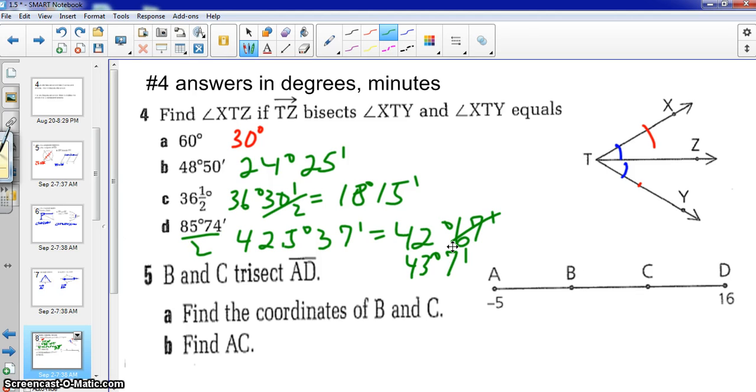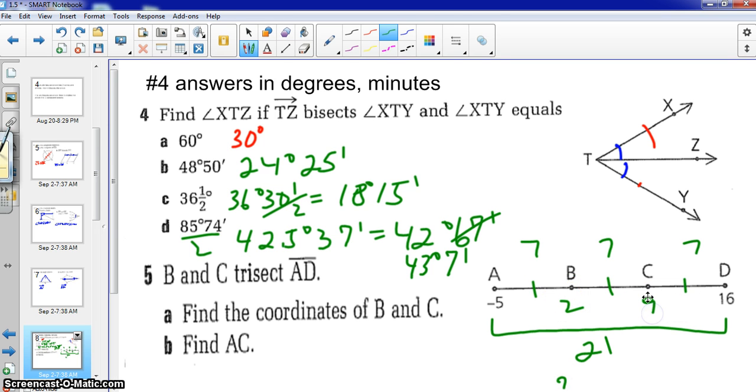If B and C trisect segment AD in number 5, we know that each of these parts are congruent to each other, and we know the whole distance between A and D is 21 units, which means that each segment here must be 7 units long. Therefore, going from -5 plus 7 units would get us to 2. This would get us to 9, giving us the coordinates for B and C, and segment AC is 14 units long.